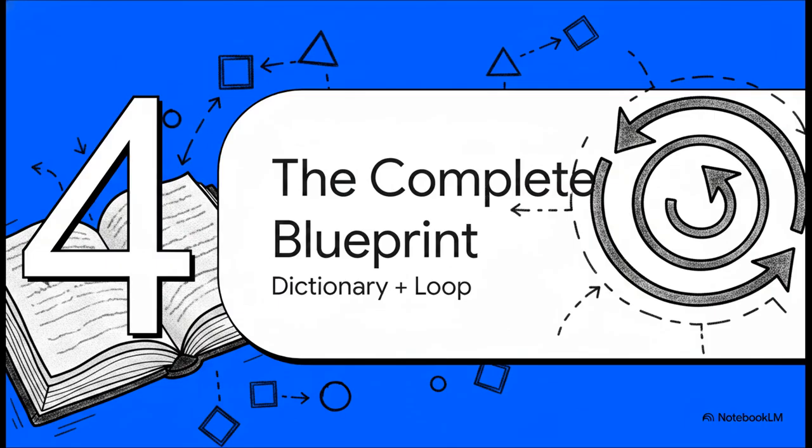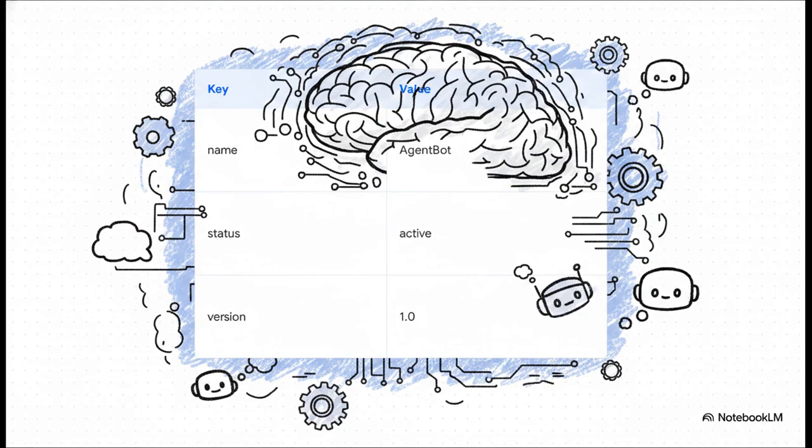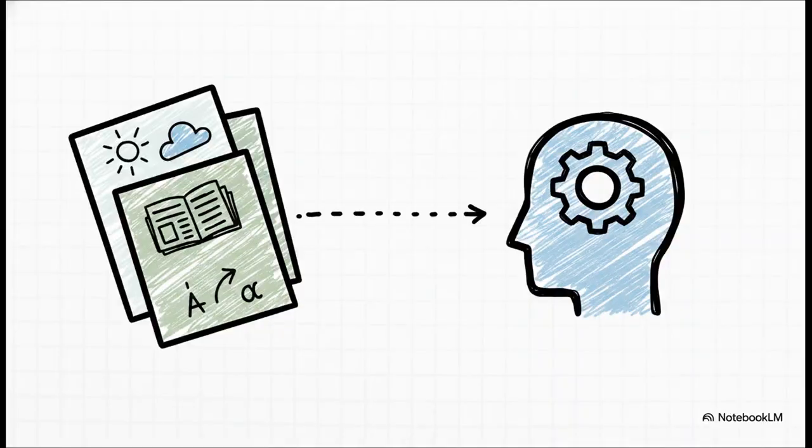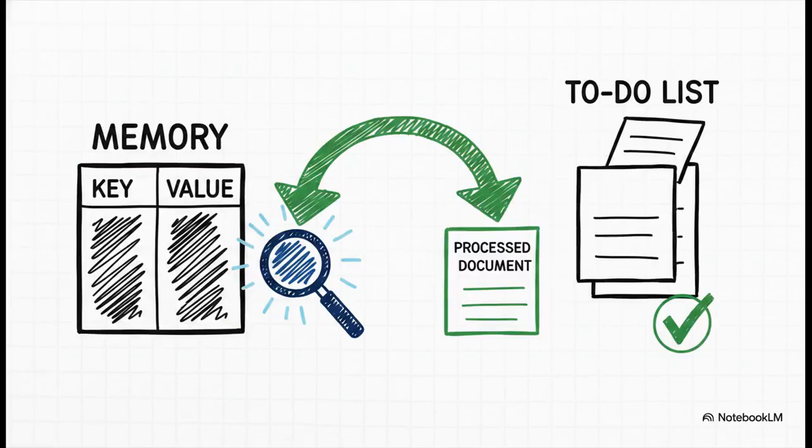And now for the really exciting part. Let's take these two huge ideas, the dictionary for memory and the loop for getting work done, and put them together to see the complete basic blueprint of our AI agent. First, we have our agent's identity. Its settings are all neatly stored in that dictionary we talked about, ready for quick access. This is kind of like the agent's brain. And second, we've got the to-do list, that queue of user prompts that represents all the work our agent needs to do. And this is where the magic happens.